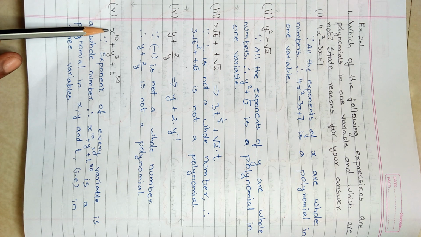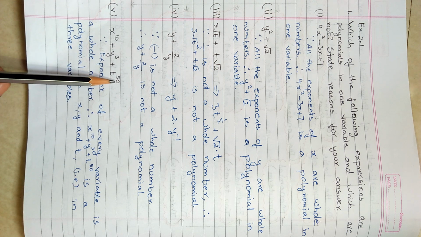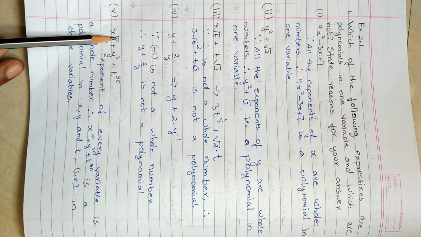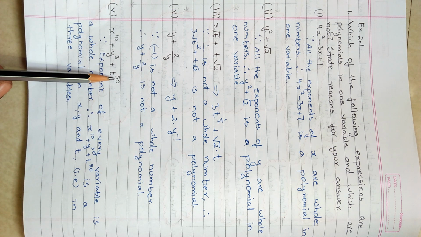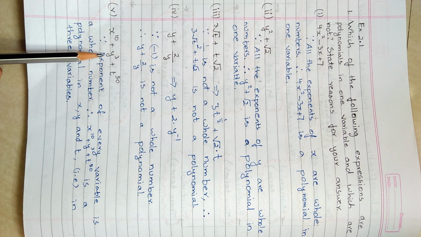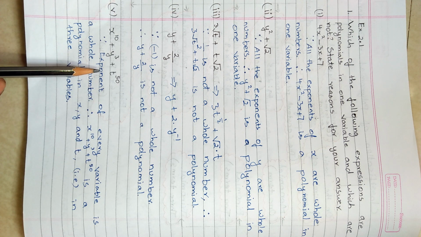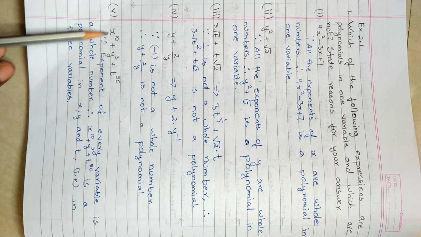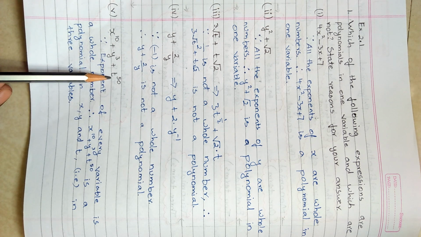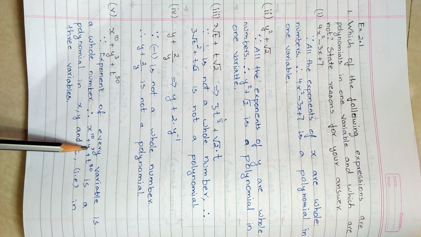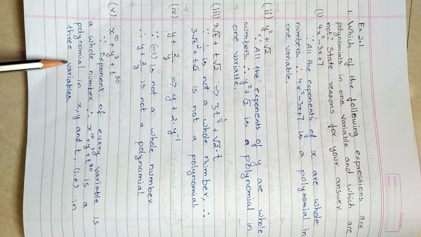And the last one, x power 10 plus y power 3 plus t power 50. See here also 10, 3, 50. All the powers are positive only, right? Exponent of every variable is a whole number. Therefore it is a polynomial, but not in one variable, it is three variables, because we have x, y as well as t. Therefore x power 10 plus y power 3 plus t power 50 is a polynomial in x, y and t, that is in three variables. It is not a polynomial in one variable.